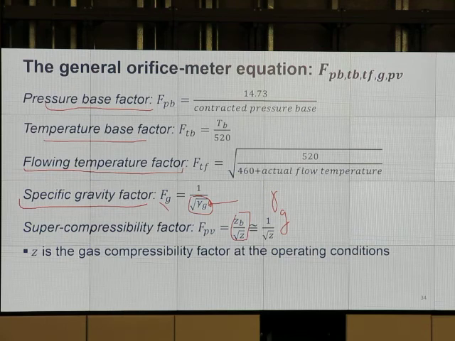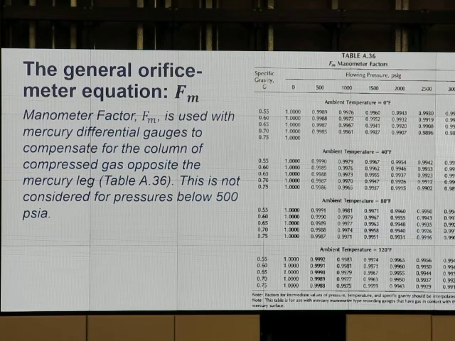Okay. Super compressibility factor, ZB over square root Z. ZB is the base compressibility factor. Compressibility factor is the base pressure and temperature. Okay, it's about 1. It is 1. And Z is the compressibility factor at the operating condition. Use the chart, right? And we just get it from the table. Okay.